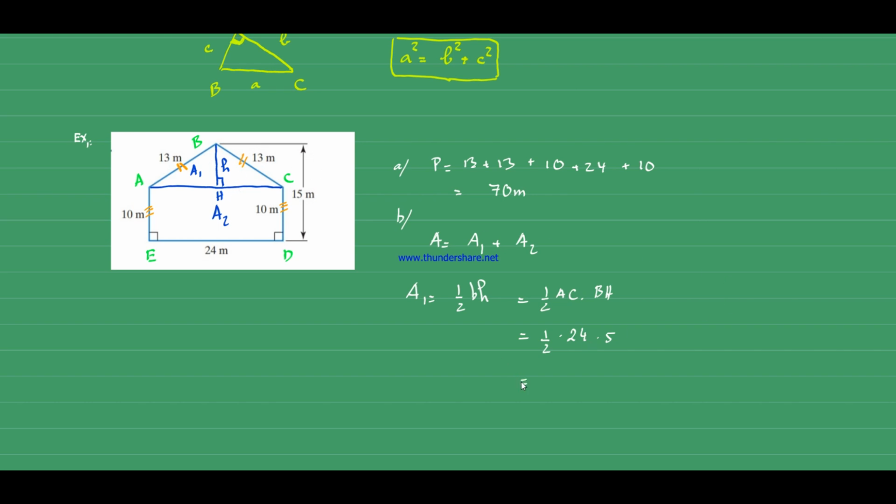Now we can calculate the area of A1. 24 divided by 2 gives you 12, and 12 times 5 is 60. The unit will be meter squared, because we're doing the area, so it's not meter anymore. Now we do the same for A2, which is a rectangle, length times width. Length is 24 times width 10, so it will be 240.